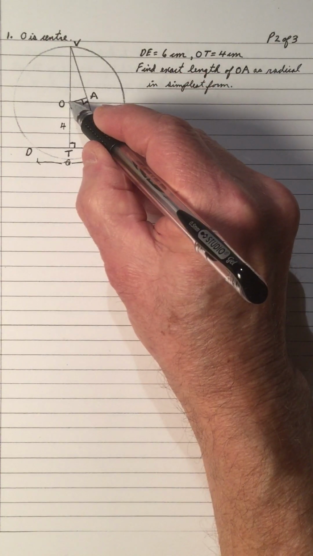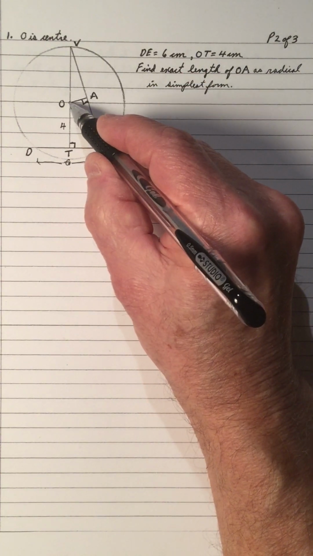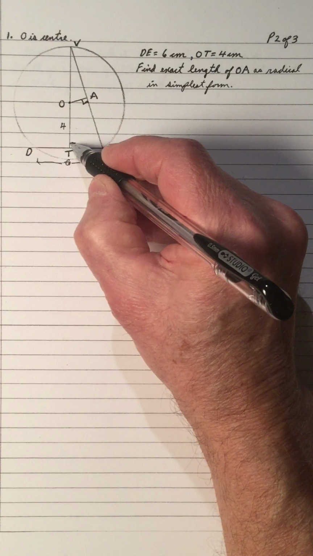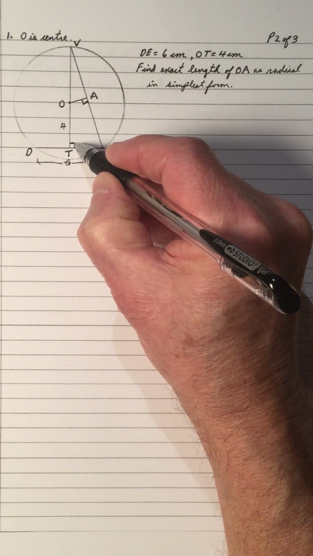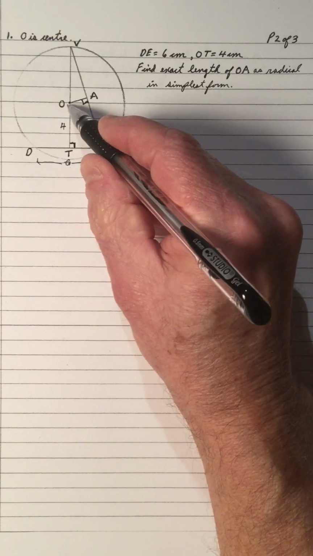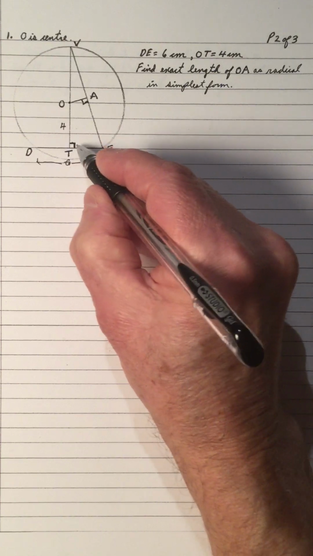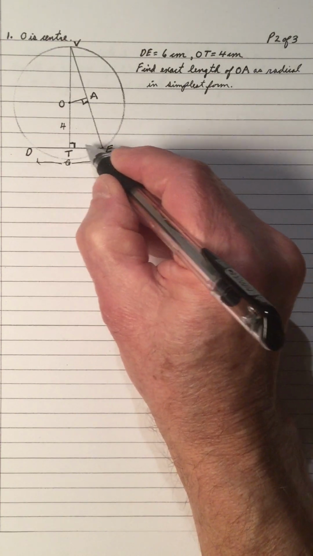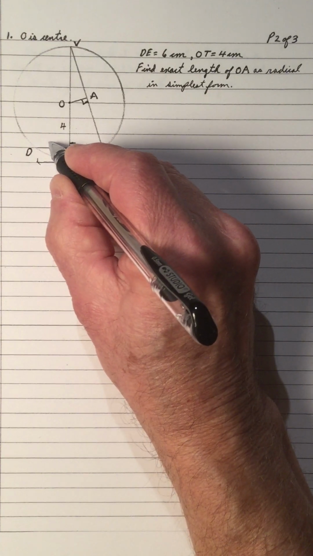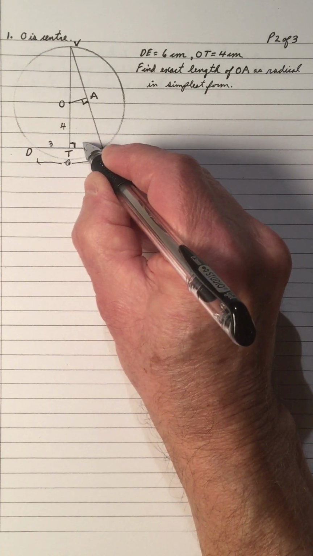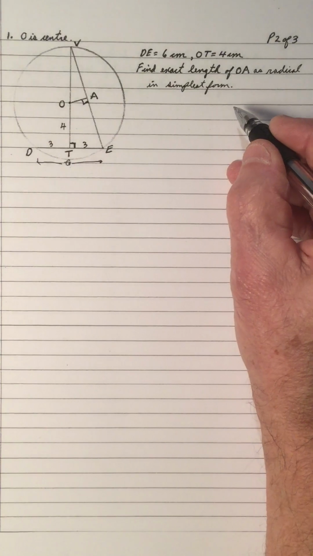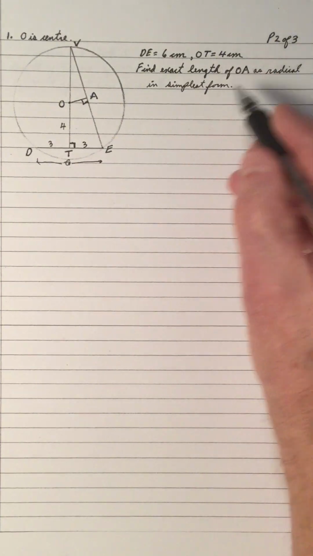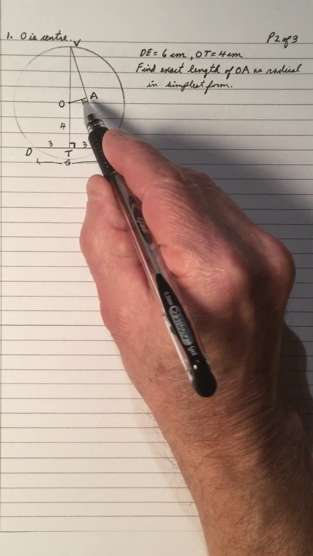So O is the center, so a segment going from the center, notice that this is perpendicular, as given in the diagram. So because this is perpendicular, this bisects or passes through the midpoint of DE. So that means that this side is 3 and this side is 3. So how are we going to find OA?